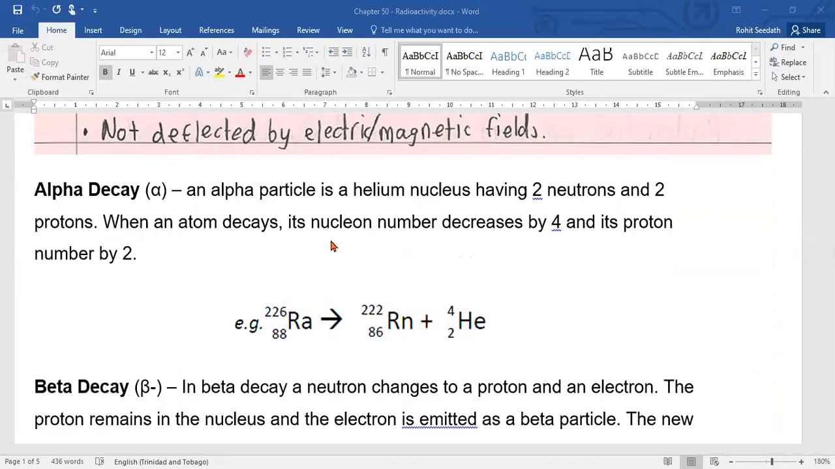Alpha decay. An alpha particle is a helium nucleus having 2 neutrons and 2 protons. When an atom decays, its nucleon number decreases by 4 and its proton number decreases by 2. For example, this is radium here. So here, the top number is known as your mass number. Your bottom number is known as your atomic number.